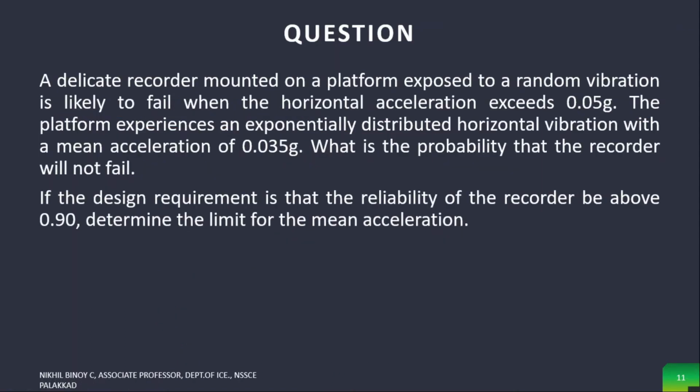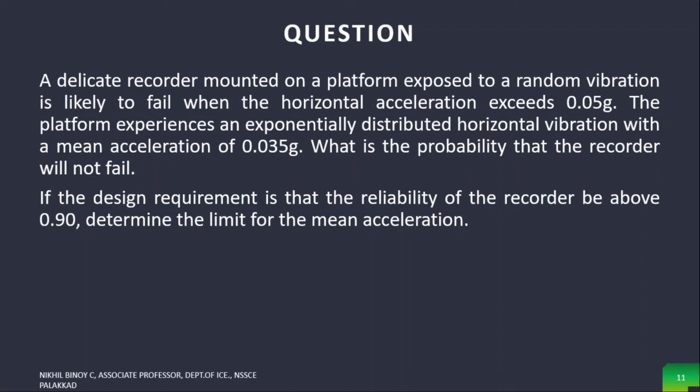Now note down the second question. A delicate recorder mounted on a platform exposed to a random vibration is likely to fail when the horizontal acceleration exceeds 0.05 g, where g is the acceleration due to gravity. The platform experiences an exponentially distributed horizontal vibration with a mean acceleration of 0.035 g. What is the probability that the recorder will not fail?